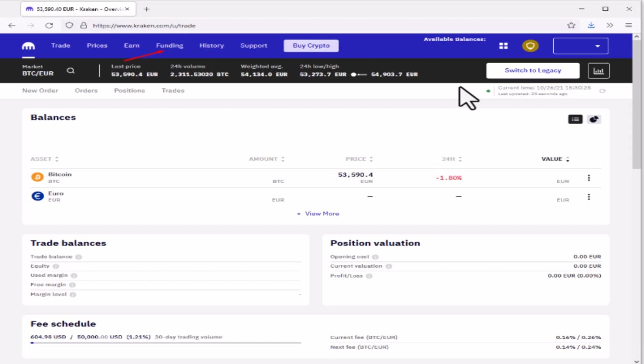If you prefer, you can also use external tracking tools or portfolio management software to monitor your profit or loss across multiple exchanges and wallets. So that's how you can see profit on Kraken.